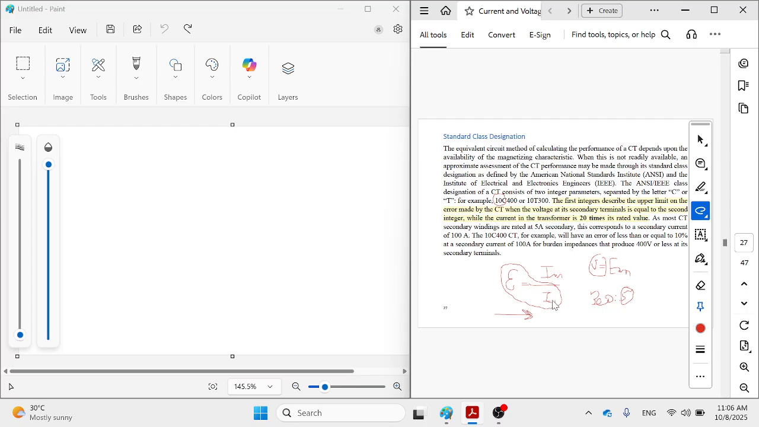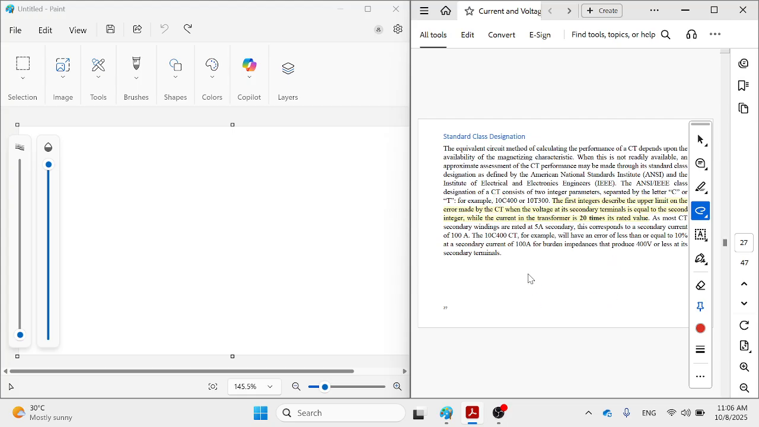Don't forget, these values are not the real values. These are the standard values which the CT is designed based on. So you must consider this difference between the real value and the standard value. We're using two different values: the real value plus the standard value to calculate what we require from the equation.